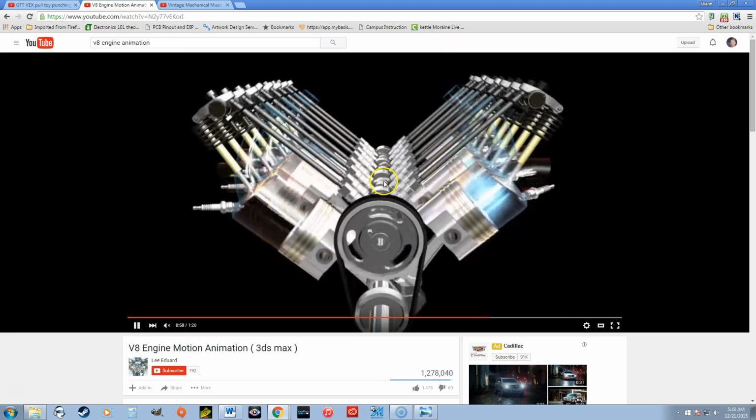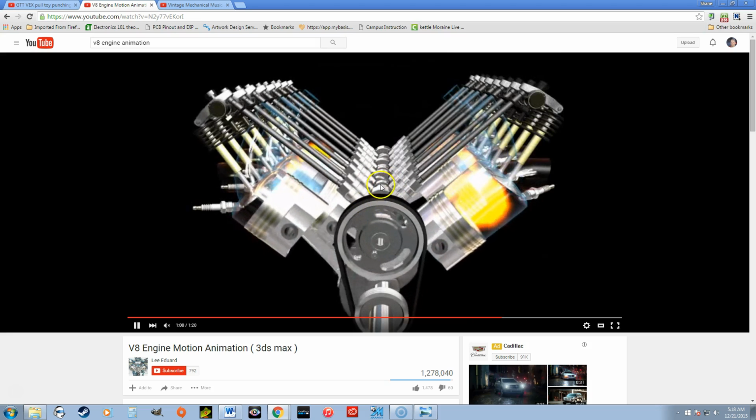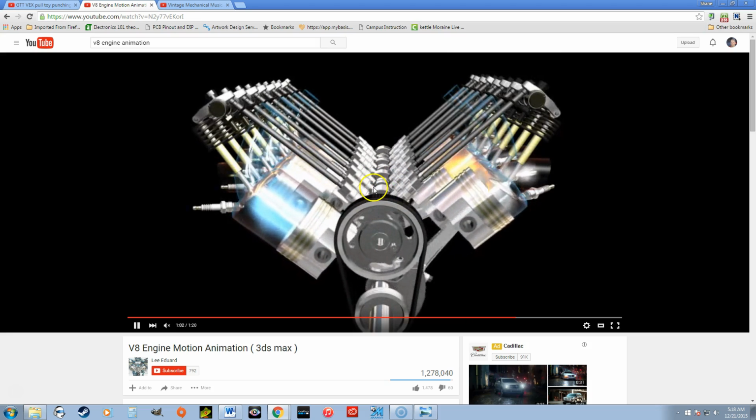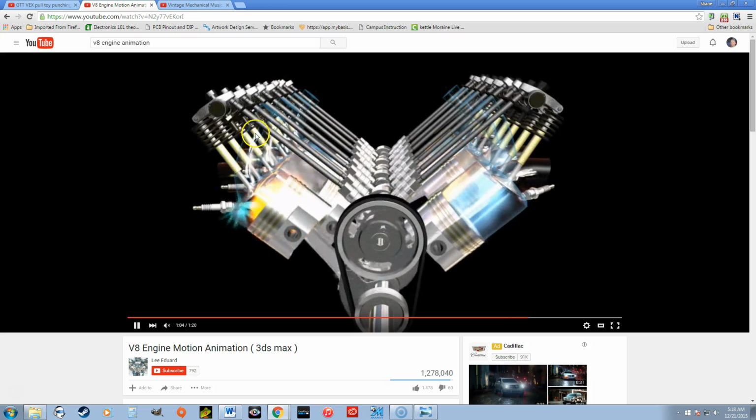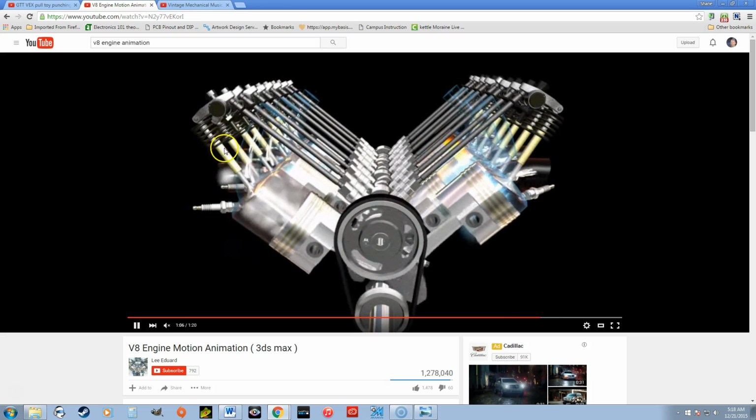Another view of the camshaft. It is spinning counterclockwise, so it's spinning one direction, and pushing the pushrods up and down repeatedly.